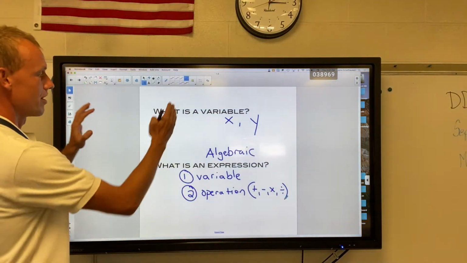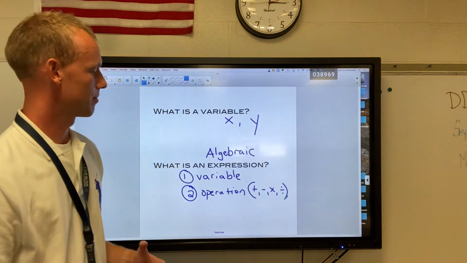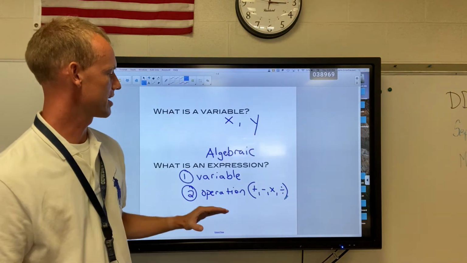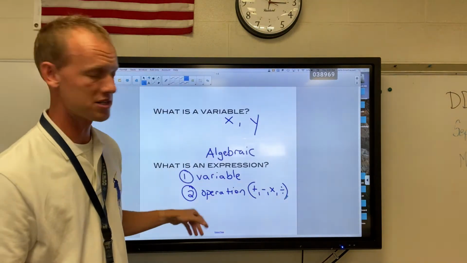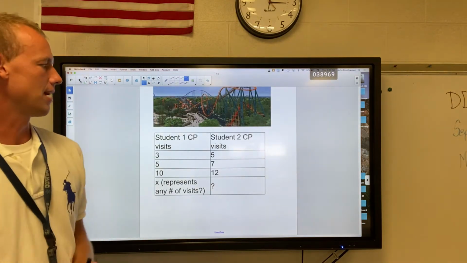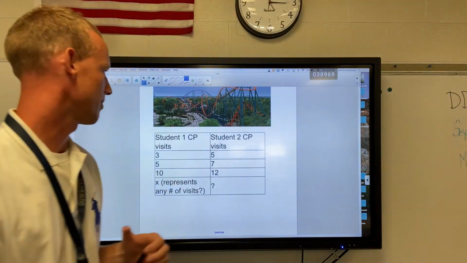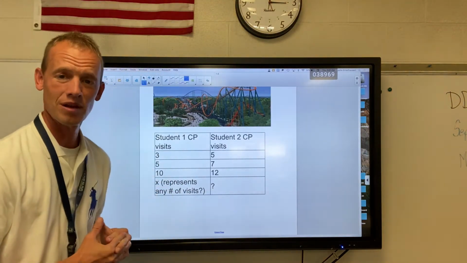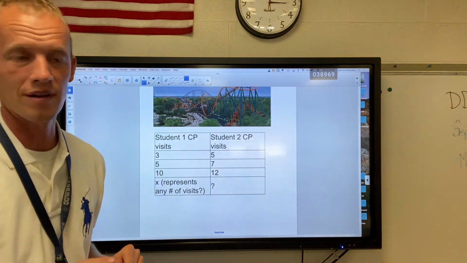All right, so this is the basis of what we're gonna be going over today. We're gonna be writing expressions, algebraic expressions. They're gonna have a variable and an operation. All right, so let's look at something that many of us like. I know I love Cedar Point. My boys are young, but I think they'll love Cedar Point. I know many of you love Cedar Point.